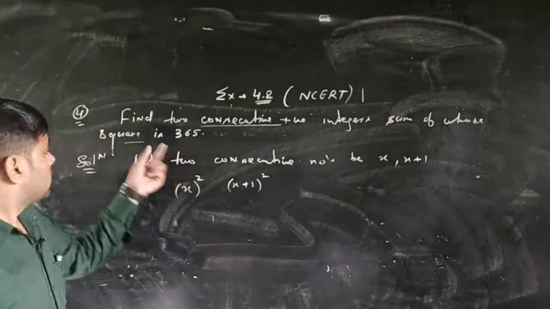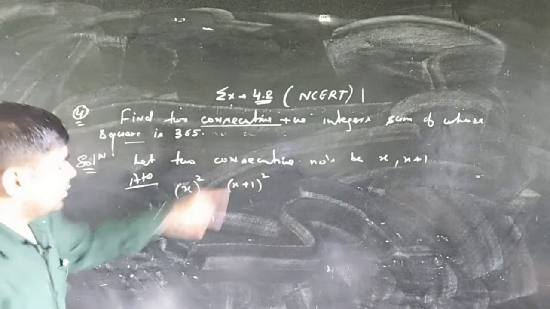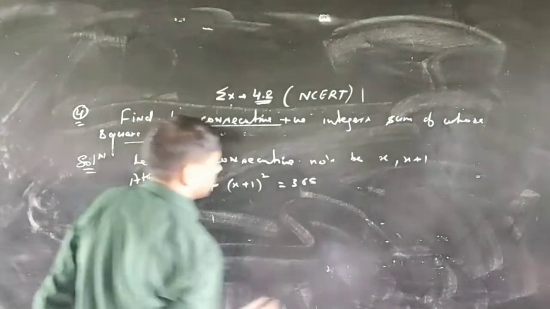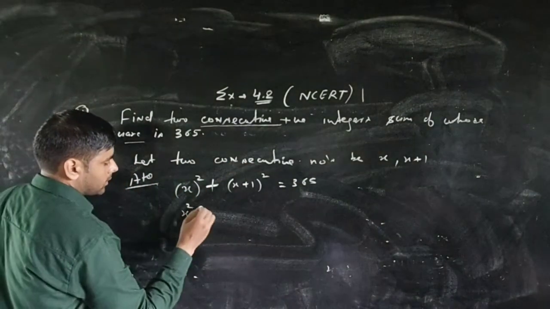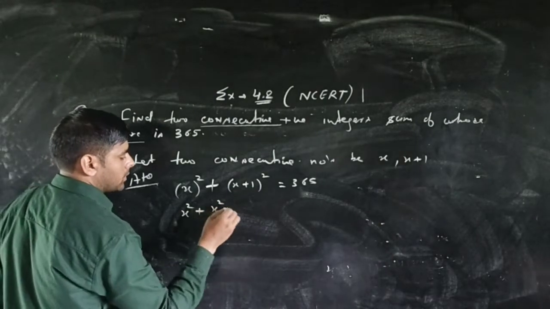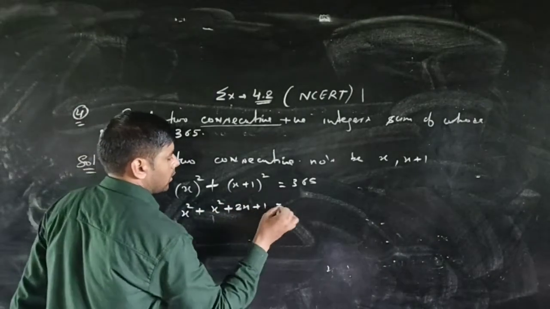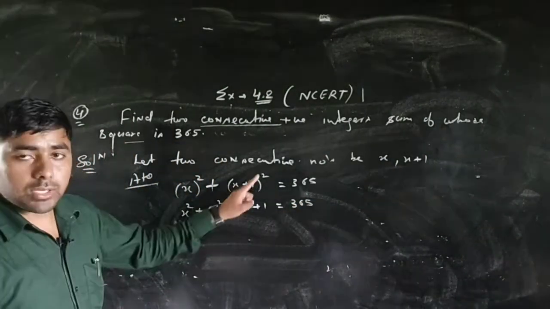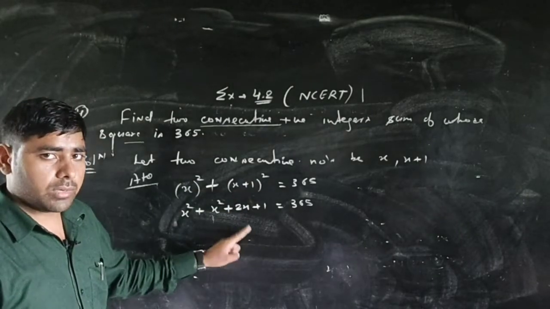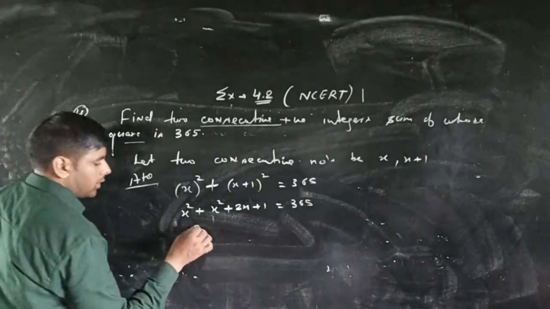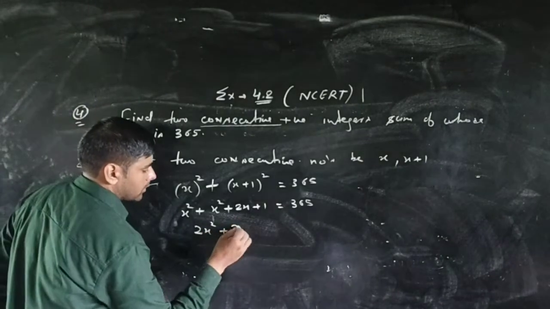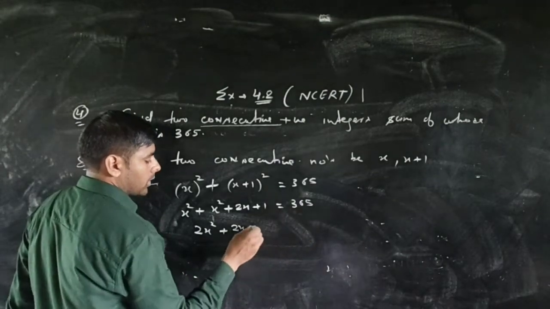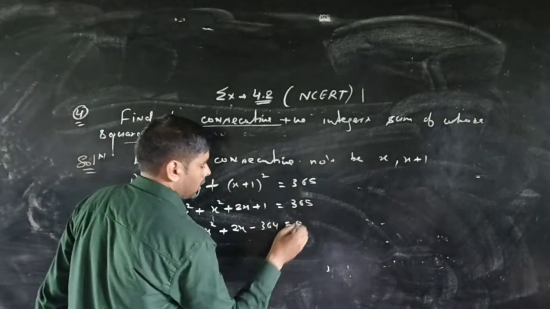The sum is equal to 365. x square plus x plus 1 whole square, using a plus b whole square equals a square plus 2ab plus b square, gives x square plus 2x plus 1 is equal to 365. Now 2x square plus 2x plus 1 minus 365, which is minus 364, equal to 0.